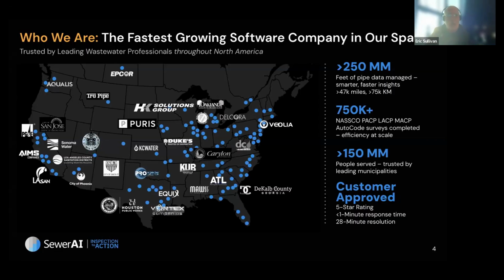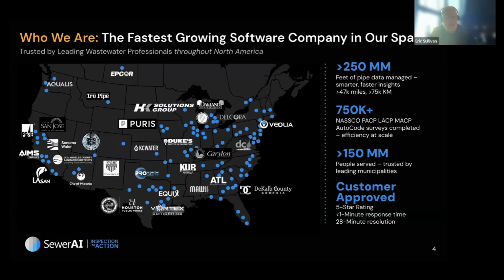So right now we've got well over 250 million linear feet of pipe data sitting in the platform under management. That's main lines, laterals, as well as more than 300,000 manholes. So we've completed over 750,000 NASSCO surveys so far. Currently, that's over 40 million linear feet every year through the use of our AI-assisted autocode process, that tool. And currently on an average turnaround of about 5 business days.